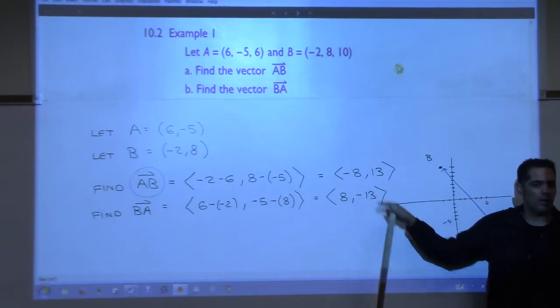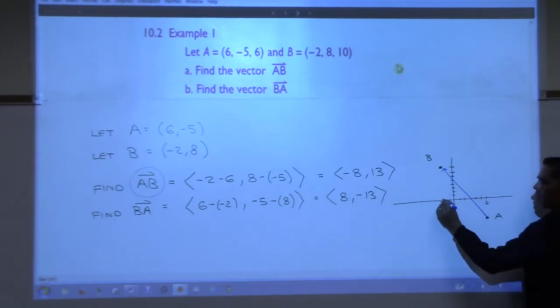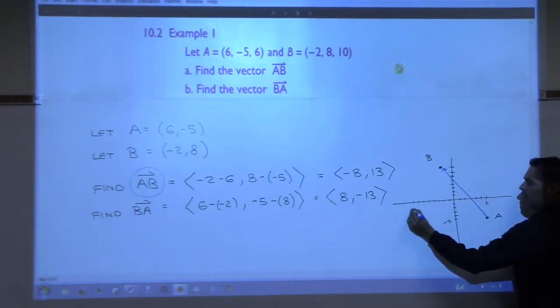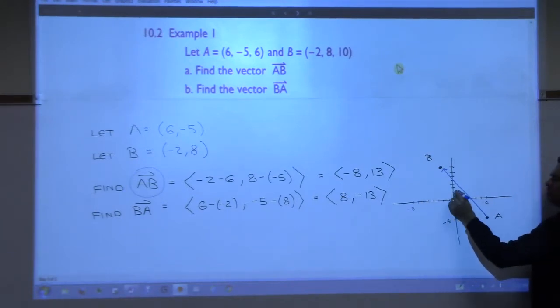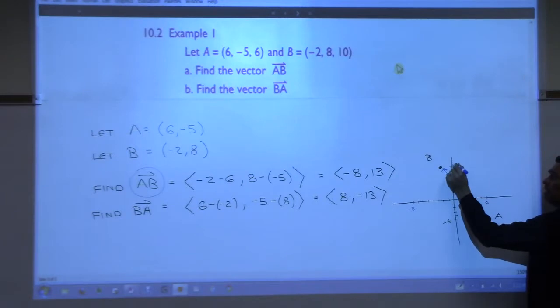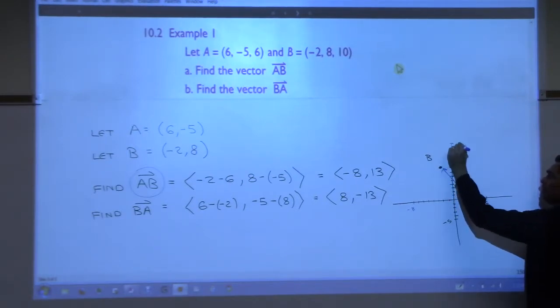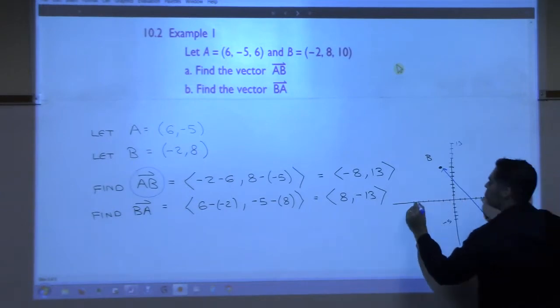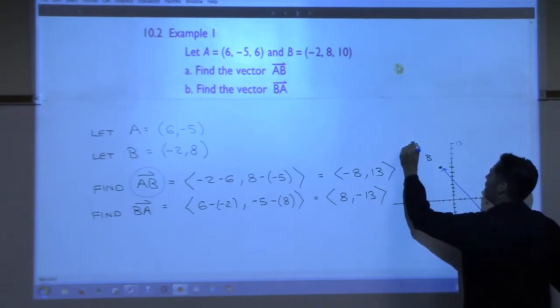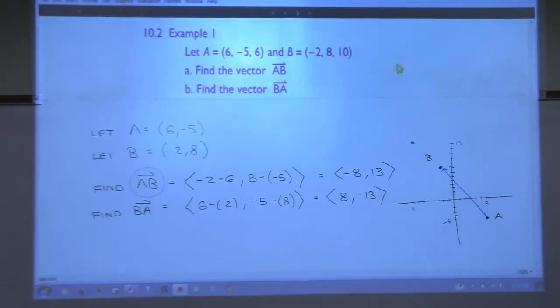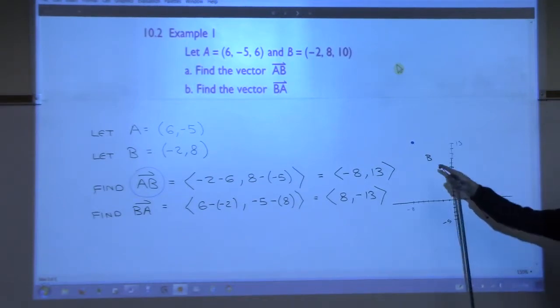Where would that point be on our plane? We go to the left. 4, 5, 6, 7, 8. We go -8, and then we would go up 13. 1, 2, 3, 4, 5, 6, 7, 8. 9, 10, 11, 12, 13, right? There's 13. And if I plot that point, and then I connect from the origin to that point.